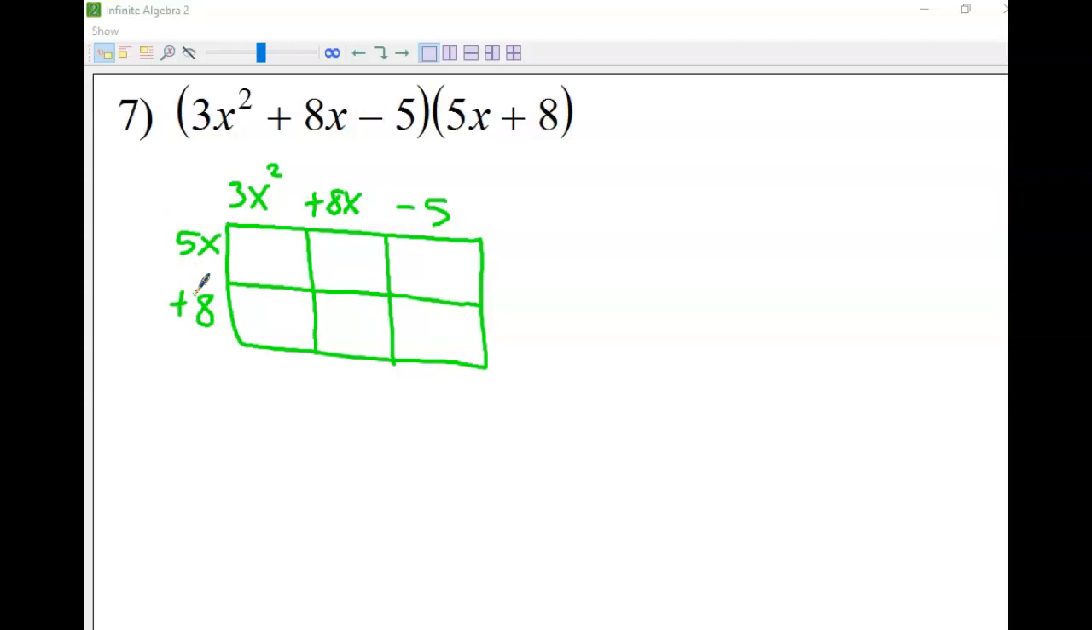So the one with 3 terms is going to go along the top because there's 3 boxes going horizontally. The one with 2 terms is going to go down because there's 2 boxes vertically. And then we just do the same thing we did on the last slide. So 5x times 3x squared is going to be? 15x cubed. Yes. And so on. I'll go ahead and just fill them in, but if you guys have a question, let me know.